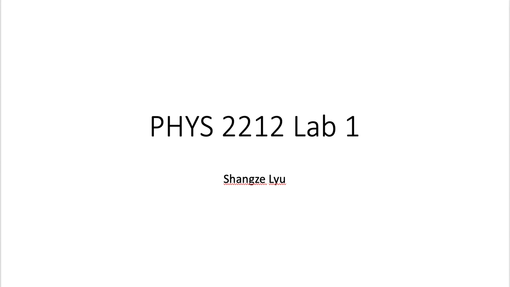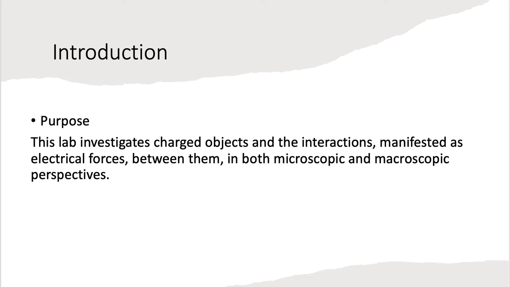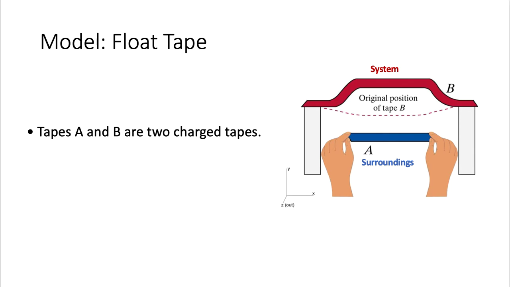Introduce Lab 1. This lab investigates charged objects and their interactions. Their interactions are manifested as electrical forces, and we're going to investigate this relationship in both microscopic and macroscopic perspectives. This is the model we're going to use in today's experiment. It's a float tape model.